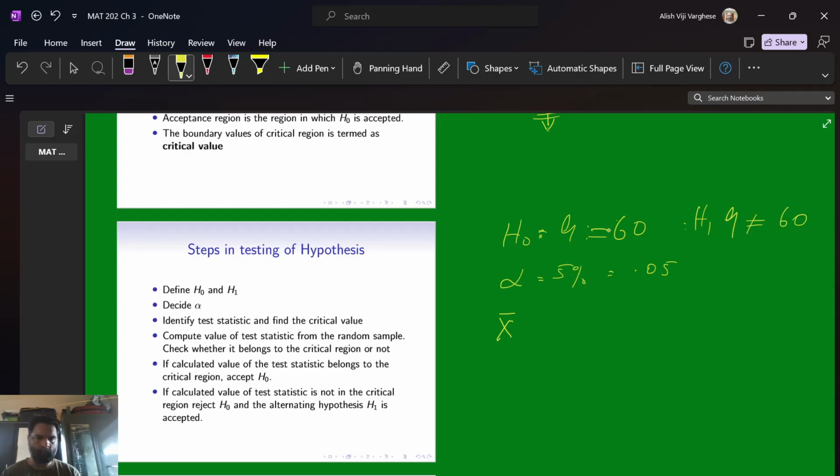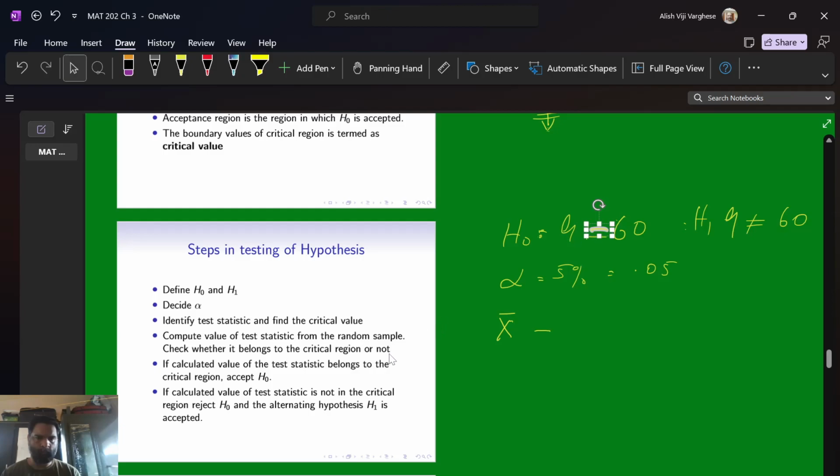So X bar is our statistic and we need a critical value. Since X bar is a statistic, and this statistic has a normal distribution, (X bar minus mu) by sigma by root n is a standard normal random variable. Based on those data, we can find out the critical values, and that will be discussed in our next slides.